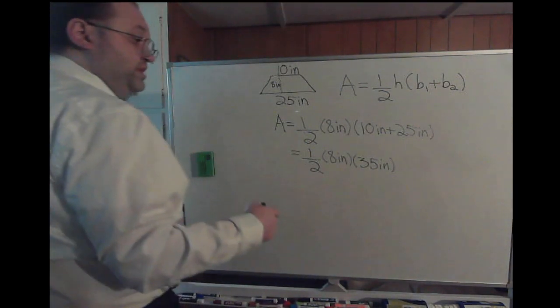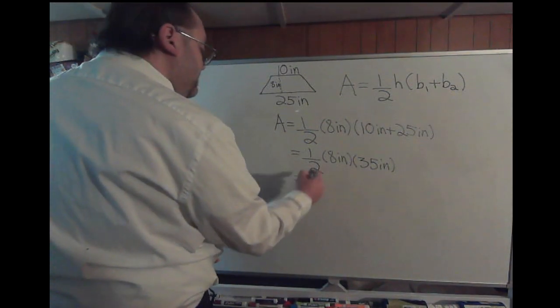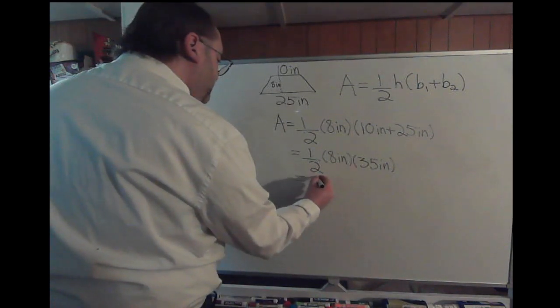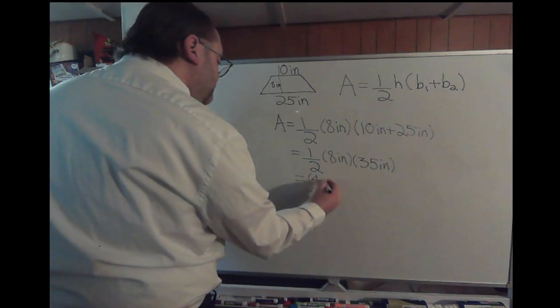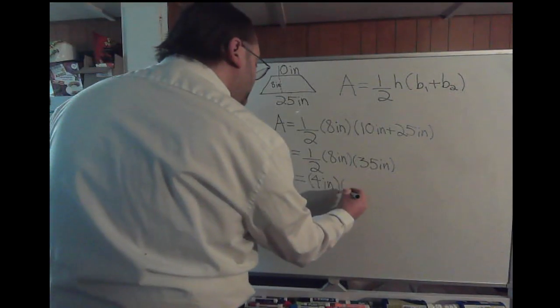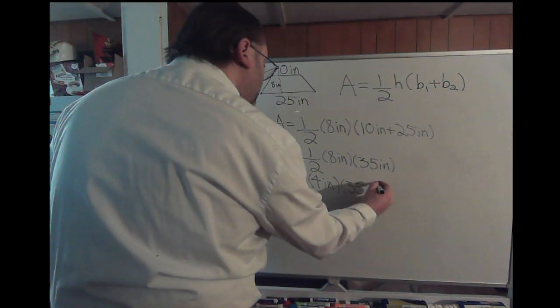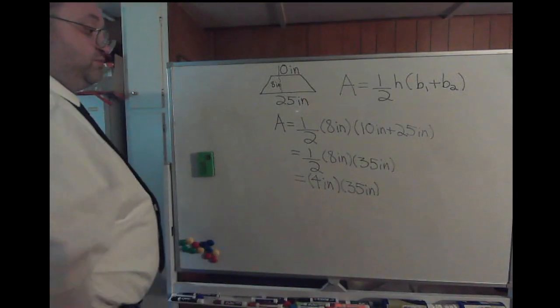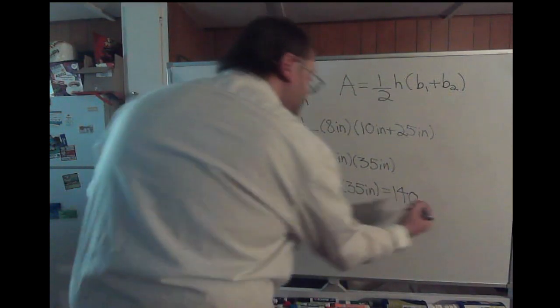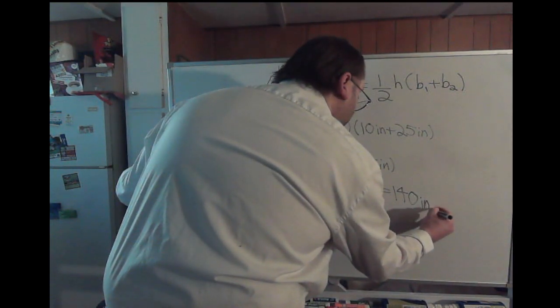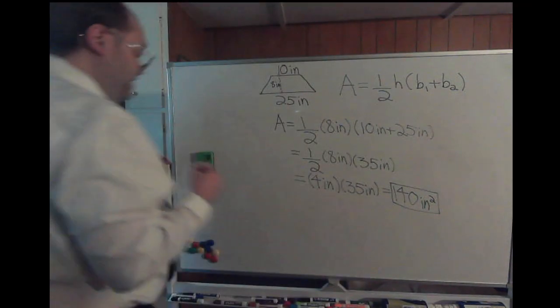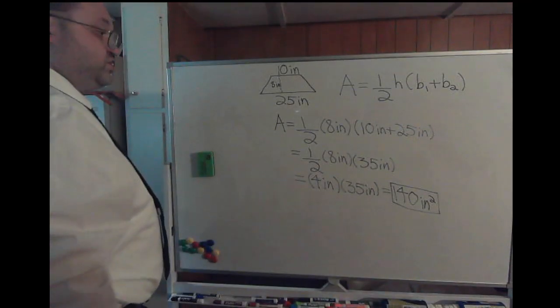Now we can do multiplication from left to right. 1/2 times 8, that's going to be 4 inches. So we have 4 inches times 35 inches. Now just simple multiplication. 35 times 4 happens to be 140. An inch times an inch is inch squared. So the area of this trapezoid is 140 inches squared, or 140 square inches.